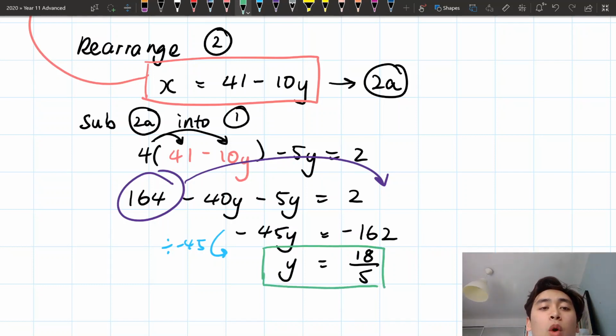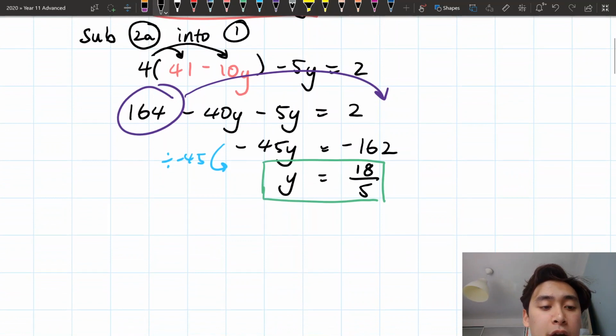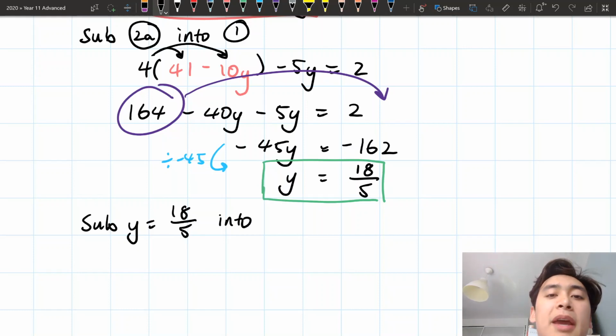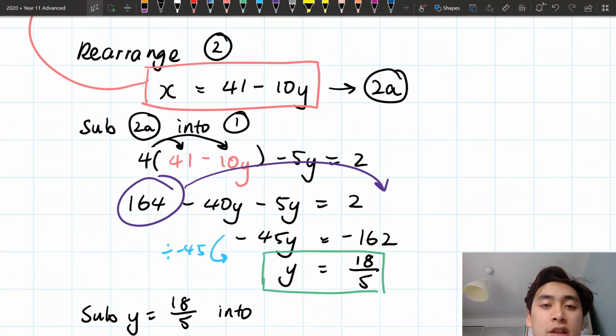Now that I've done that, what do I need to do for my final step? I need to find the value of x. So here I'm going to go, okay, so let's sub y is equal to 18 over 5 into, and you can pick any of your equations. I'm going to pick 2a because we've already created an equation where we have x on one side by itself and makes it a lot easier for us to work with. So I'm going to go sub into 2a.